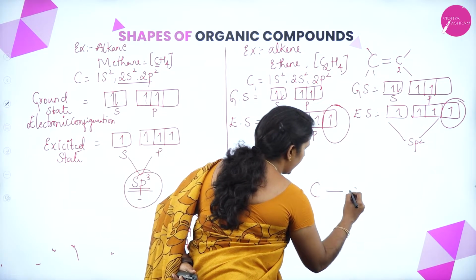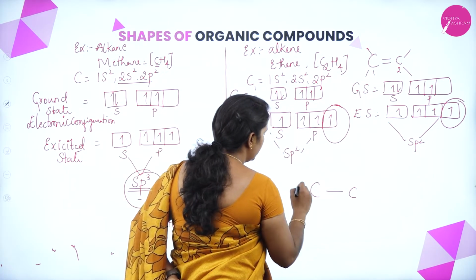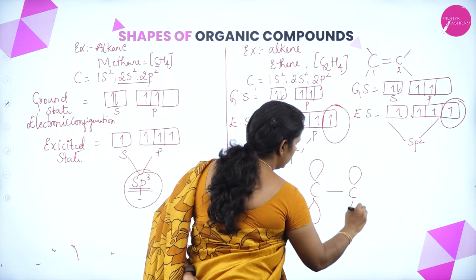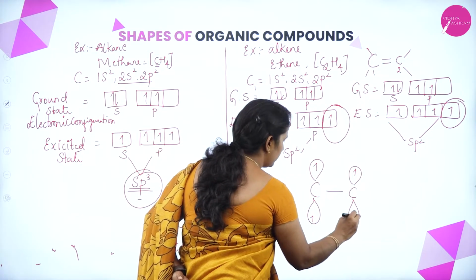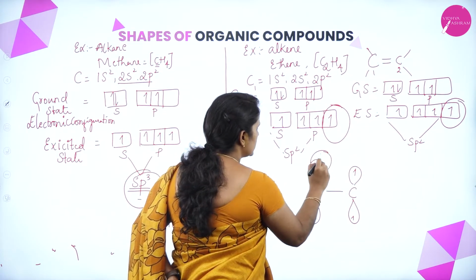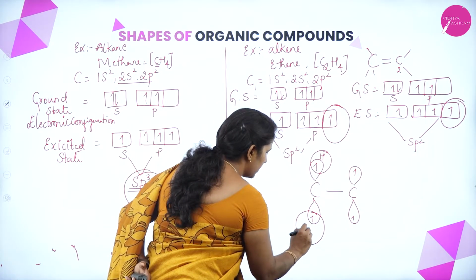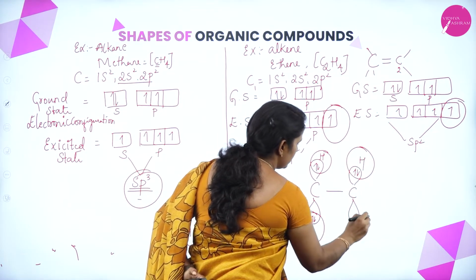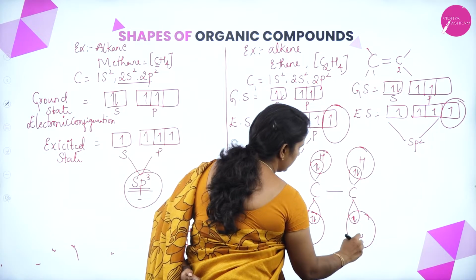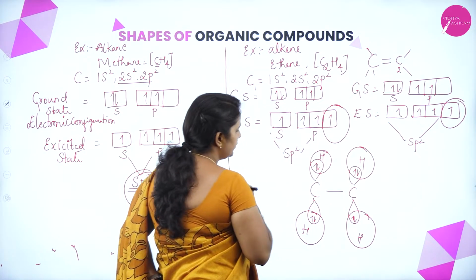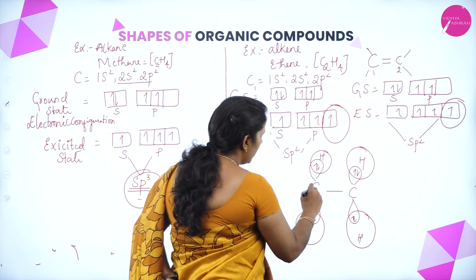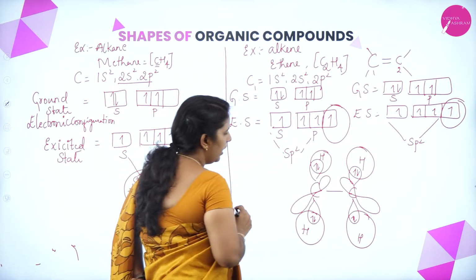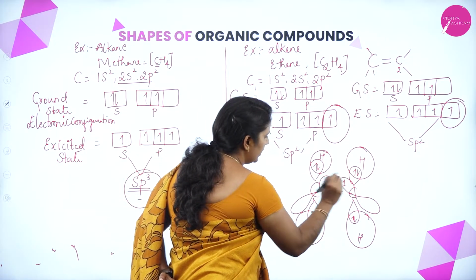Now, if you want to write the structure, this is my carbon and carbon. Each has 1 electron, 1 more electron, 1 electron, and this 1 electron is combined with a hydrogen. Here also it is combined with a hydrogen, thereby sharing 1 hydrogen. Correct? So it is sp2 hybridization. Now we have one more orbital, that is the unhybridized p orbital, which has 1 electron.